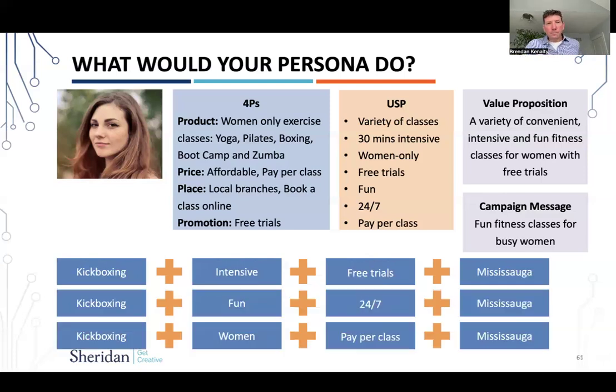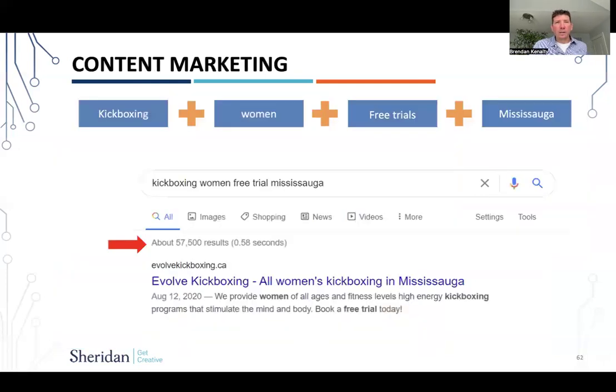for. Right. So these are just some examples. So these could be search queries that Julia is putting in. Kickboxing, intensive, free trials, Mississauga, kickboxing fun, 24/7 Mississauga, kickboxing women, paper class, Mississauga. You could see her typing this stuff in to try to find the place she's looking for that's the best servicing her interests. And this is matching your proposition, which makes it all work well.